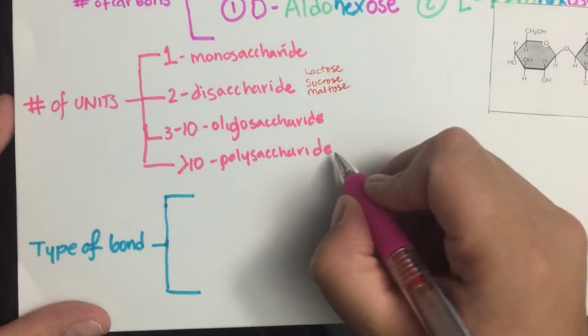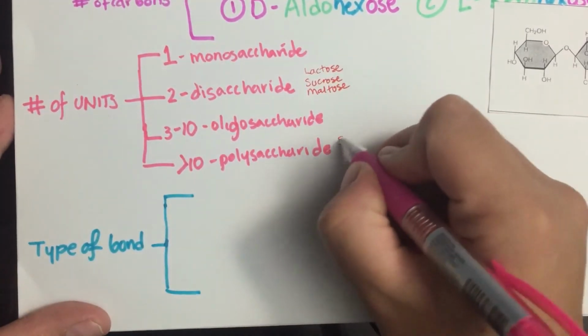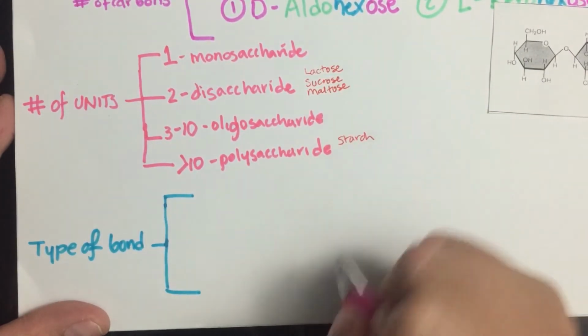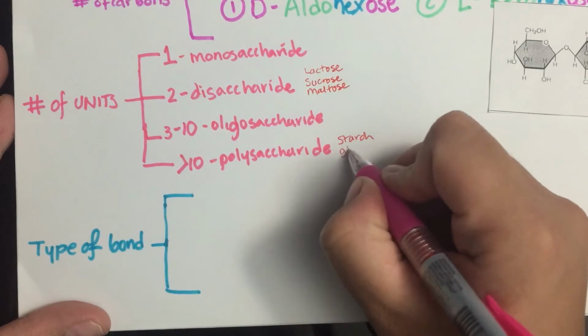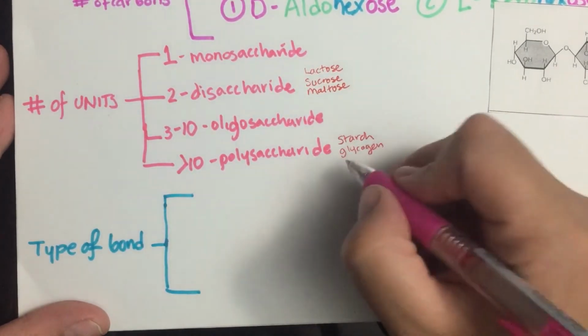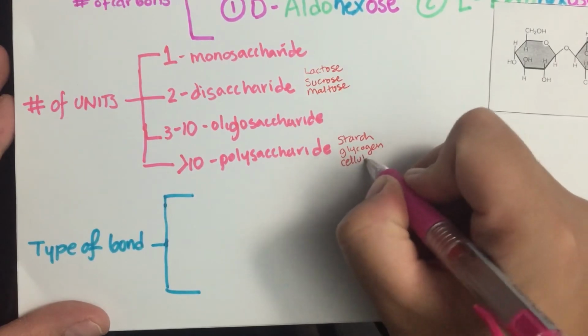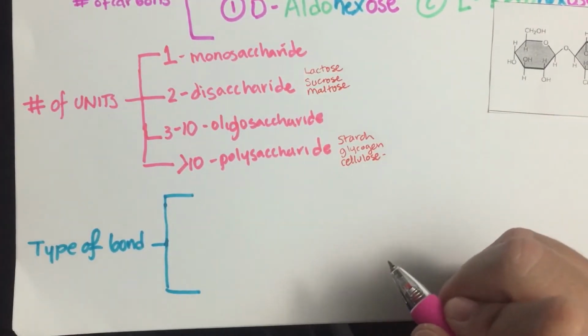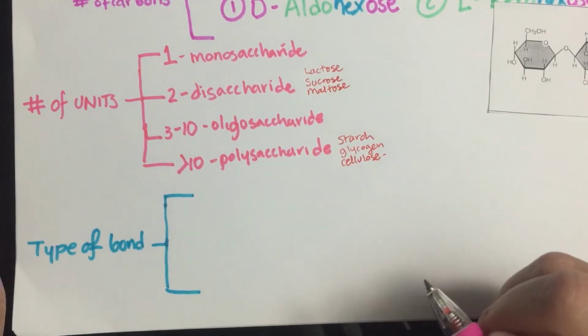Then we have some of the most important polysaccharides: starch, like potatoes, where plants store their energy; glycogen, where animals store their energy; and cellulose, which is for structure and stability of the plants, stems and leaves.